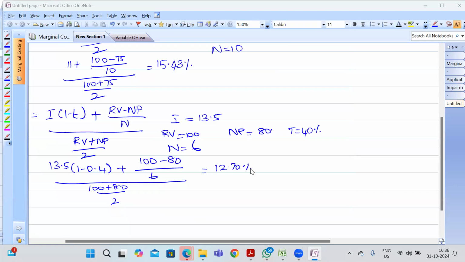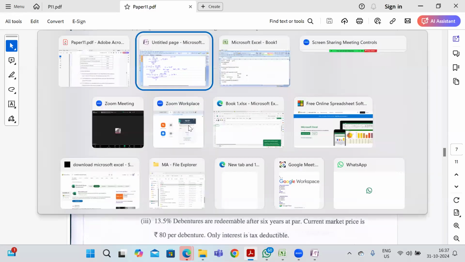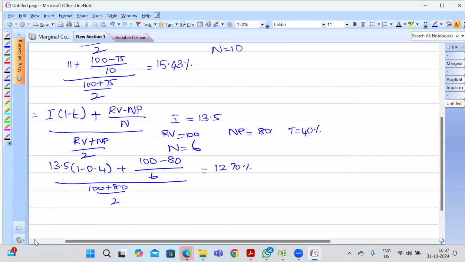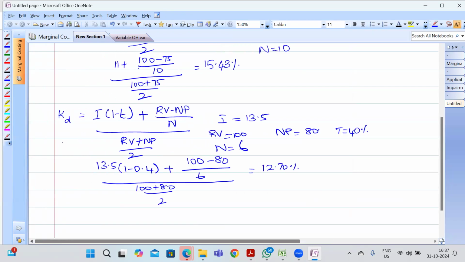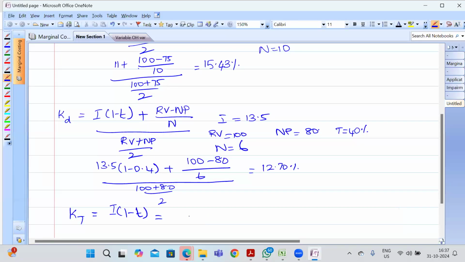Now, what I need to calculate is for term loans. So I need to calculate cost for term loan. So I can use the formula KT. So term loan, it is very simple. So KT is equal to interest into 1 minus T. So there is no redemption value, nothing. So we can straight away use the formula. So 15%. So interest rate is 15%.